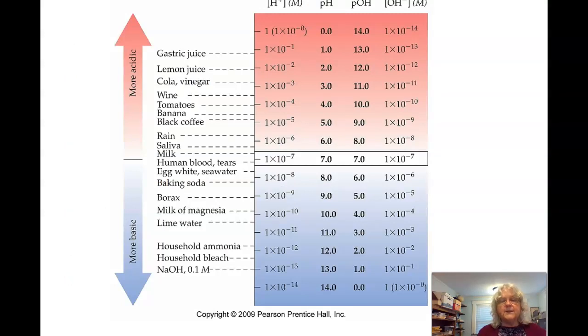This is just a picture that shows you a bunch of different materials you might run into around the house and what their hydrogen ion concentration and pH values are. Some of these things might surprise you at how acidic or basic they are. Bleach, a lot of times people don't think of as being basic, but it's very basic. Soda, between 2 and 3. Rain even.